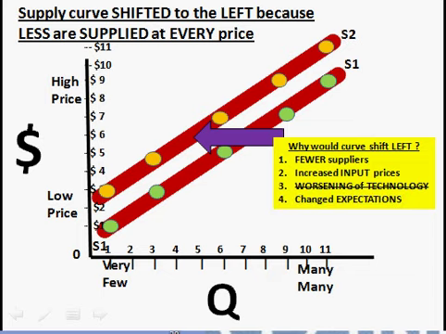A change in the expectations of the suppliers could cause them to supply less at every price. An example might be if they're expecting a recession where there's going to be a lot less demand, then in general the suppliers will try to cut back their production early to minimize their costs and their exposure, and therefore they'll be supplying less at every price.